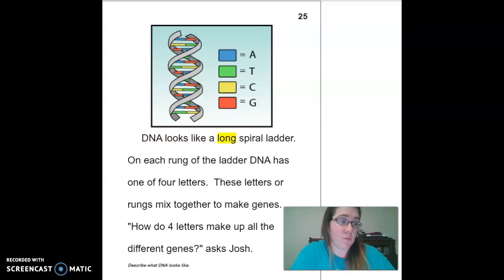DNA looks like a long spiral ladder. On each rung of the ladder, DNA has one of 4 letters. These letters or rungs mix together to make genes. "How do 4 letters make up all the different genes?" asks Josh.